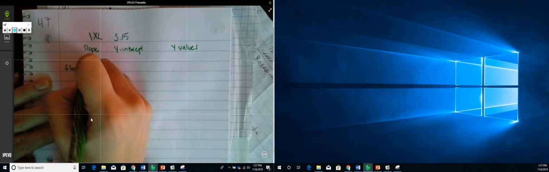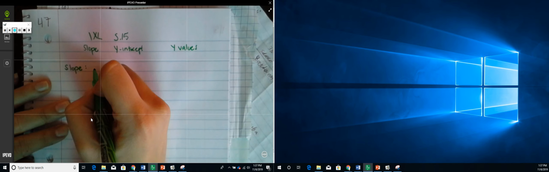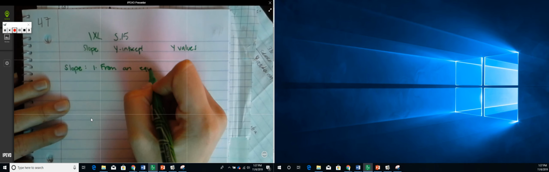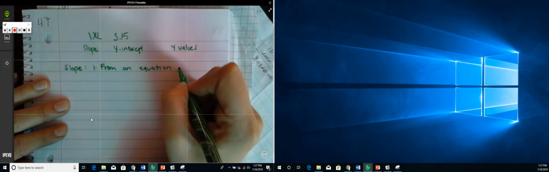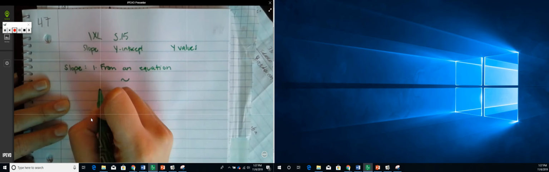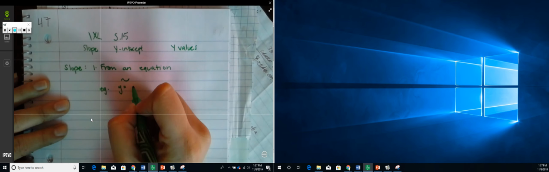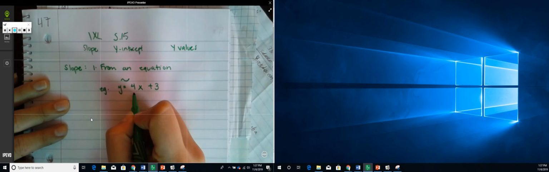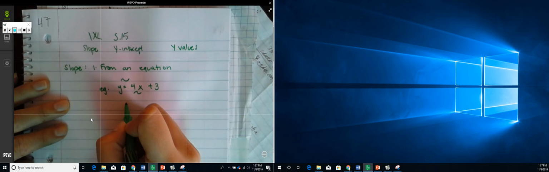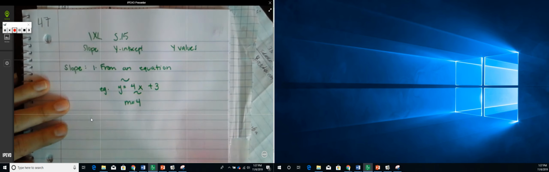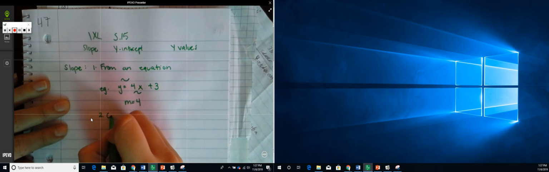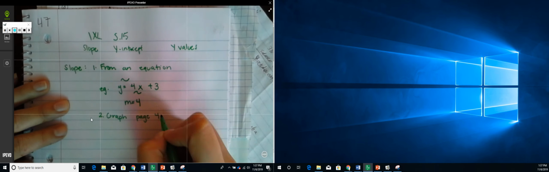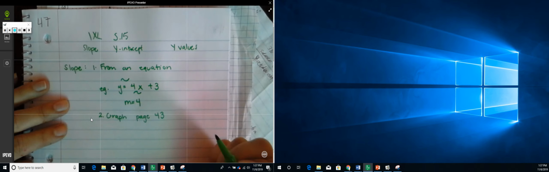There's going to be a couple ways that you're going to have to get the slope. One way is from an equation. And the way you do that, it's the one that you squiggly. So for example, if it says y equals 4x plus 3, this one has the x, so you squiggly this one, so your slope would be 4. Okay? And then number 2 is from a graph, and then you'll need to go to page 43 to do that, and I'll show you an example. Okay?